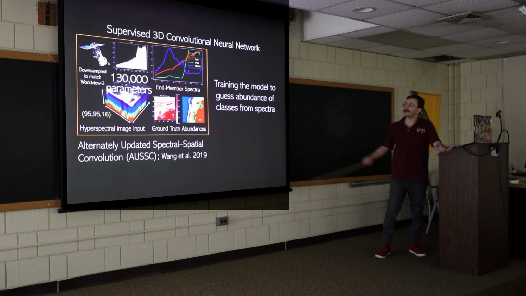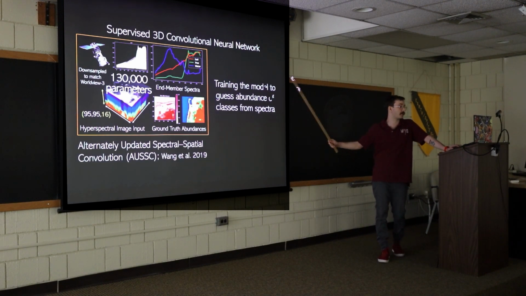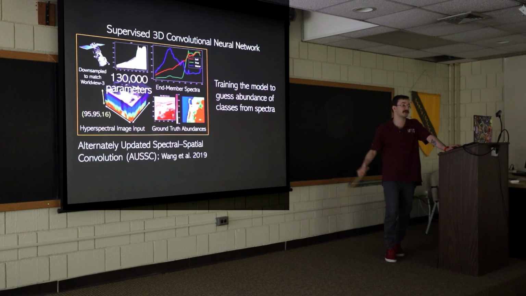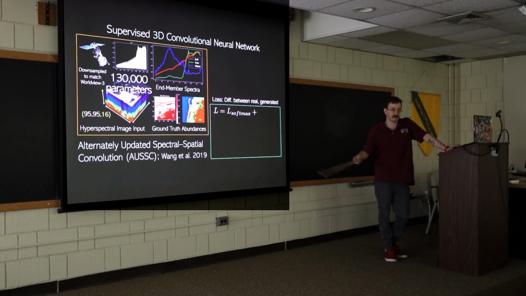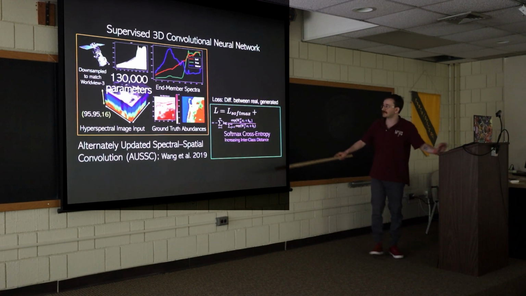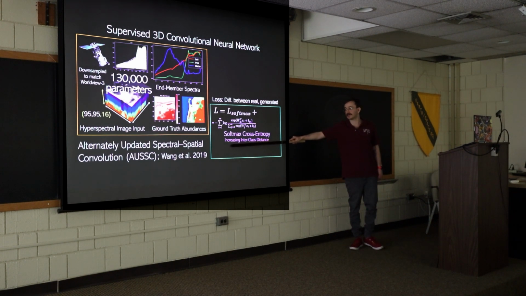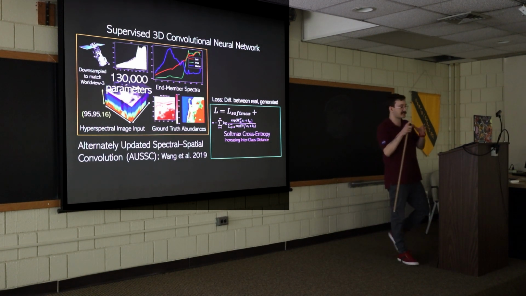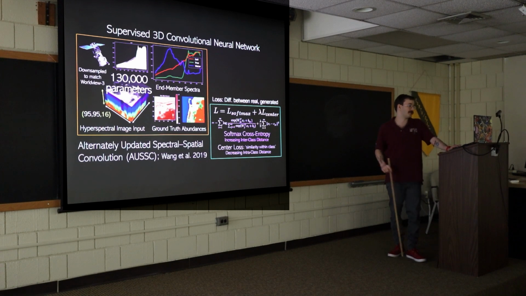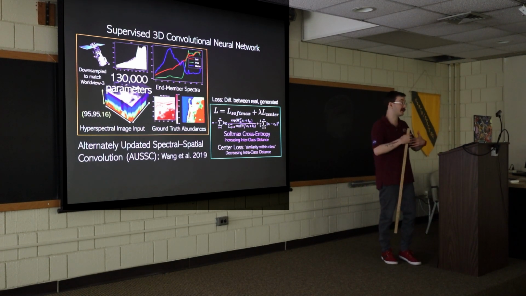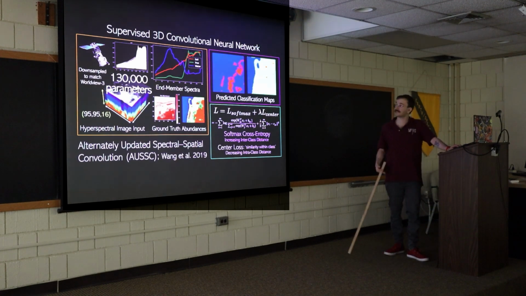But in reality, it's only 130,000 parameters in order to train the model to guess the abundance of certain classes from spectra. Again, we're using a loss function, right? So we're using a softmax cross entropy to increase interclass distance, so the difference between the classes. And we're using a center loss to decrease intra-class distance, so the similarity within the class. And we get some pretty nice outputs, right?